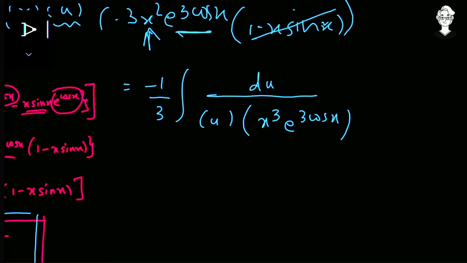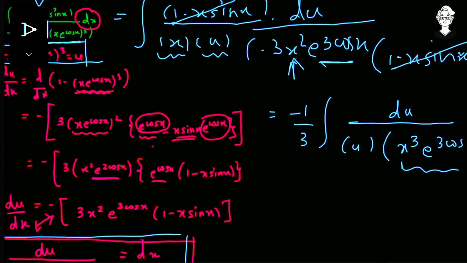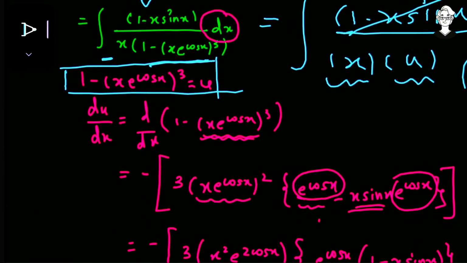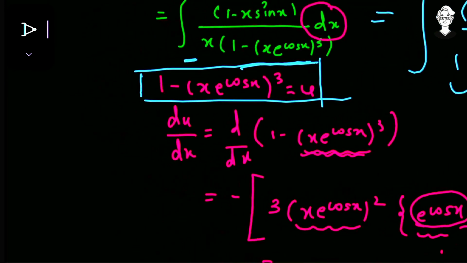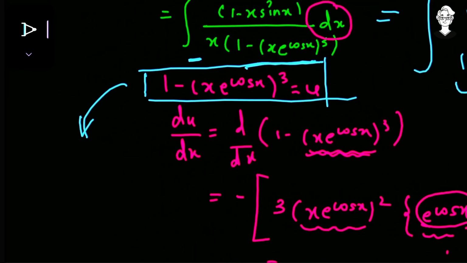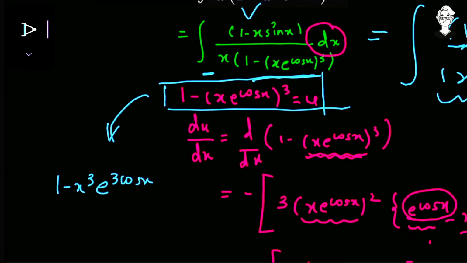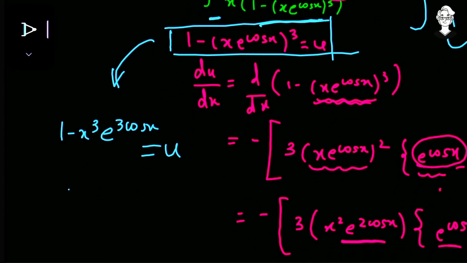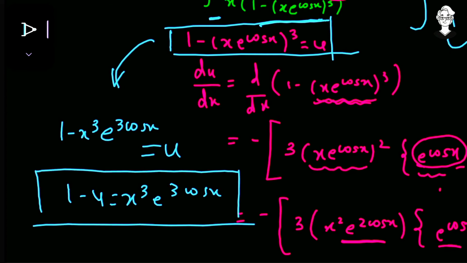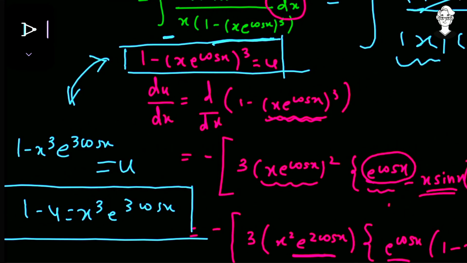So here I can see there is again an x in this equation, this bracket still contains x. Now we are lucky because look over here, 1 minus x e cos x the whole cube was considered as u. So this x e cos x the whole cube was nothing but x cubed e to the power 3 cos x. I have just modified that, so again bringing that to the original form, this was equal to u. So from this, 1 minus u is equal to x cubed e to the power 3 cos x. The value of x cubed e to the power 3 cos x is 1 minus u according to the substitution we have assumed.